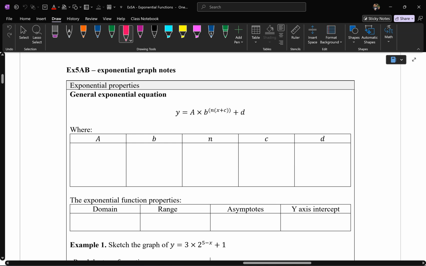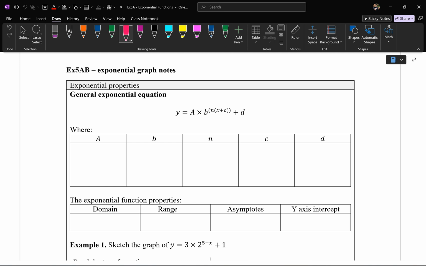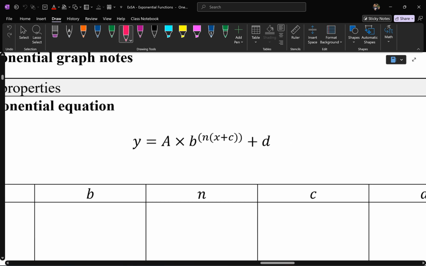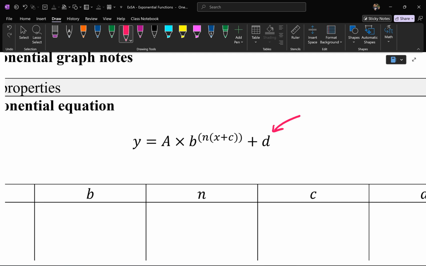Exercise 5AB. We're now on to exponentials and logarithms, but we start off with exponentials as usual. Because you've already learnt transformations, you can now read what these letters represent. Let's test you guys now. D is the easiest one. What's D do to this exponential graph with base B?